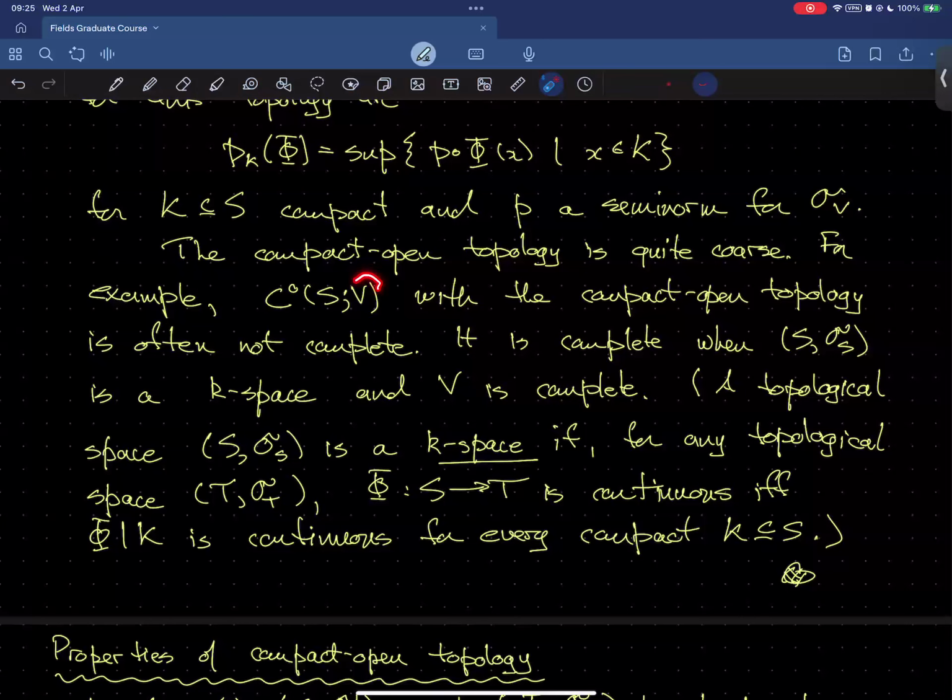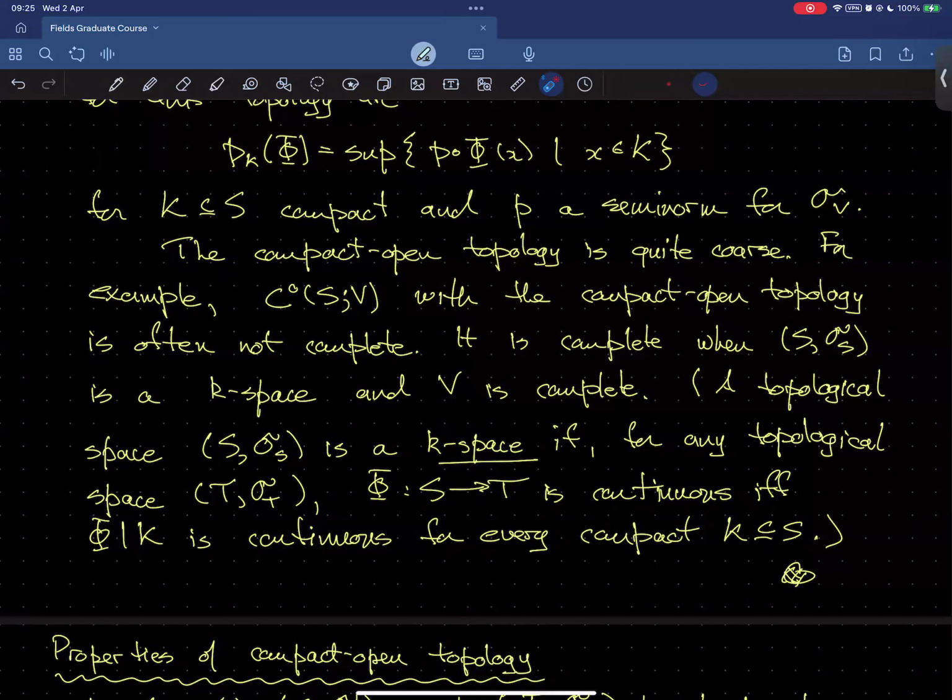It has to do with two things. One, it has to do with the completeness properties of V, but that's what you would expect. If V isn't complete, it seems unlikely that this thing is going to be complete. So you should start by assuming that V is complete, but it's still possible that it's not complete. That has to do with the topology of S. This is the first time we're going to see some restrictions on domain spaces so that certain nice things happen.